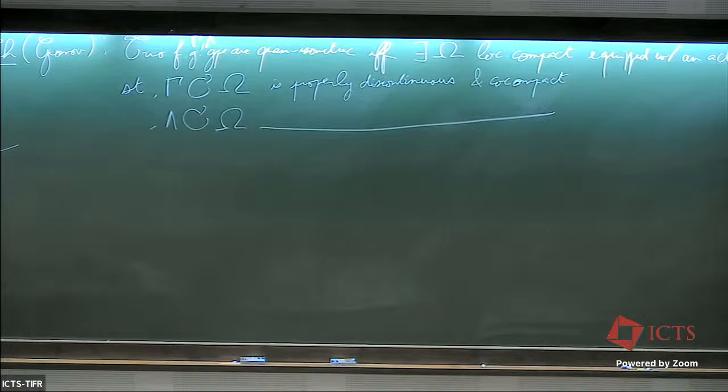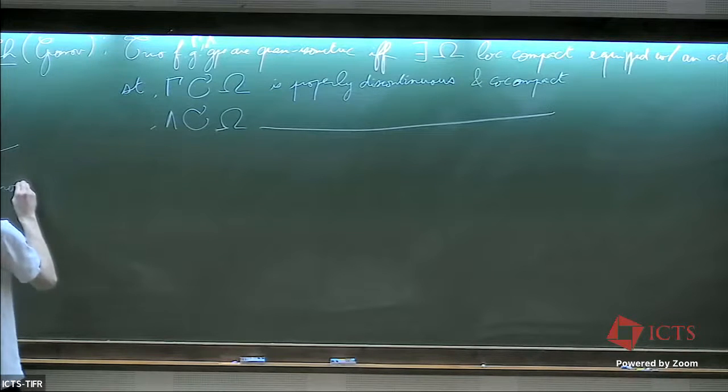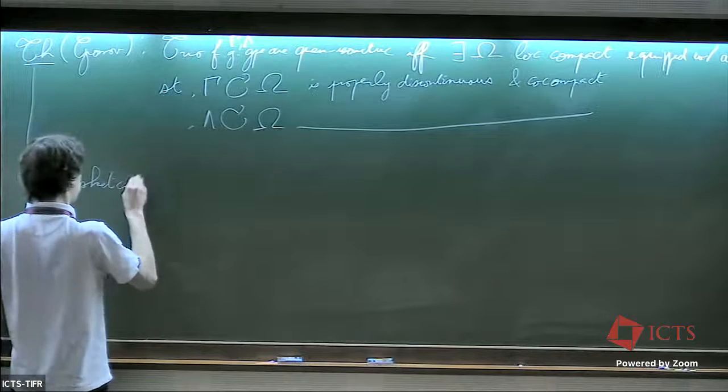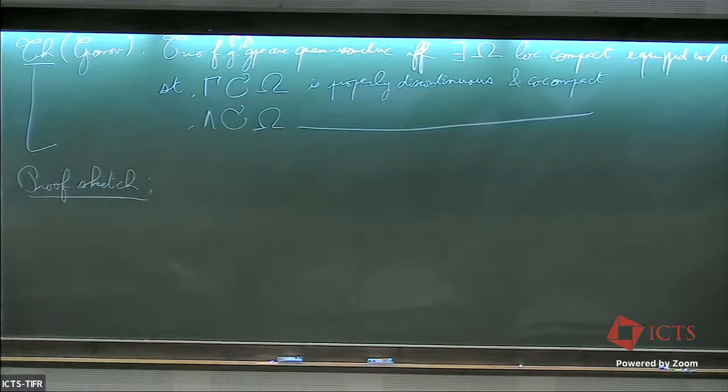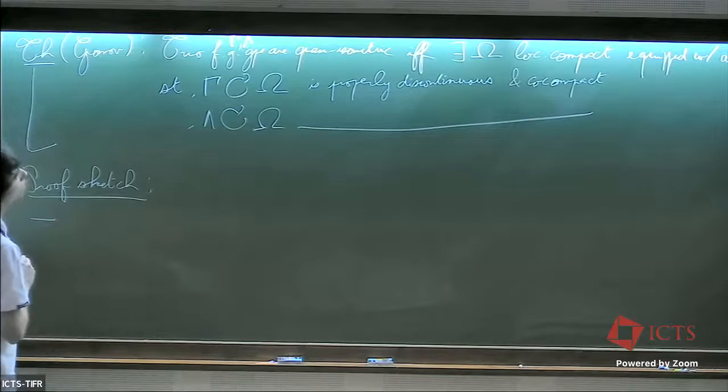I don't know if you're familiar with this characterization of quasi-isometry. It's maybe less common than the first definition. Let me give a proof sketch of Gromov's theorem. First of all, let's assume that Gamma and Lambda are quasi-isometric. We need to construct the space Omega on which they will act with these properly discontinuous co-compact actions.